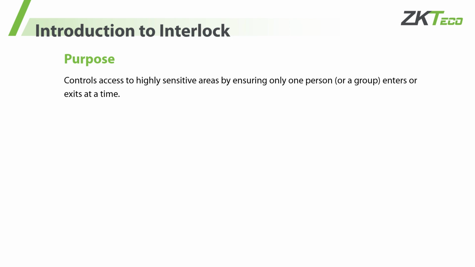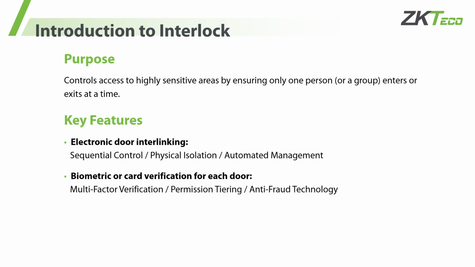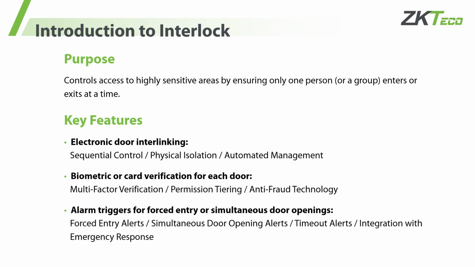There are three main characteristics. The first is electronic door interlinking, which can realize sequence control, physical isolation, and automated management functions. The second is to perform biometric identification or access card verification on every door, thereby realizing the functions of multi-biometric verification, permission tiering, and anti-fraud technology. The last point is alarm triggers for forced entry or simultaneous door opening, such as forced entry alarm, simultaneous door opening alarm, inbox alarm, and integrated incident response service.